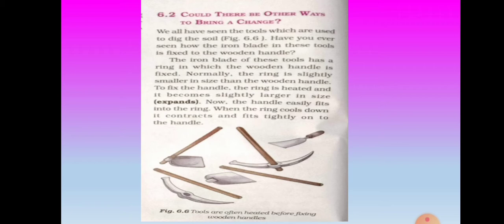We have seen the tools which were used to dig the soil. Have you ever seen how the iron blade in these tools is fixed to the wooden handle? The iron blade of these tools has a ring in which the wooden handle is fixed. Everyone has seen the garden tools in the pictures shown, so have a glimpse over there. You can think about how the handle might have been fixed so that it stays in position.